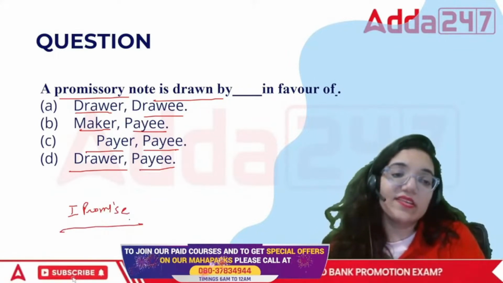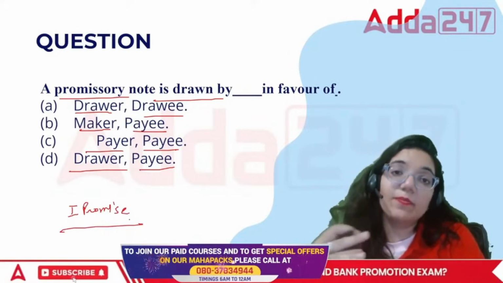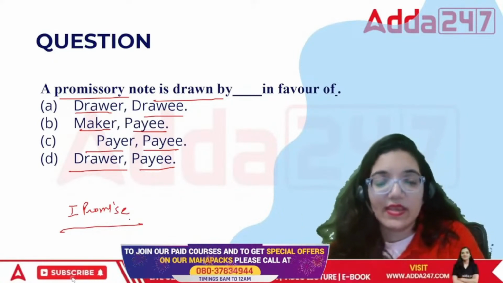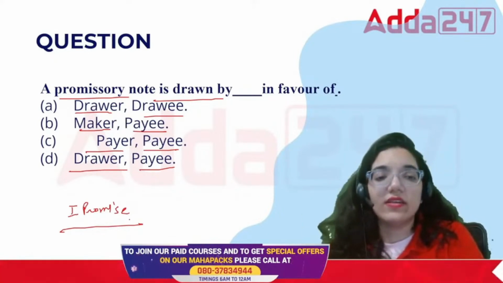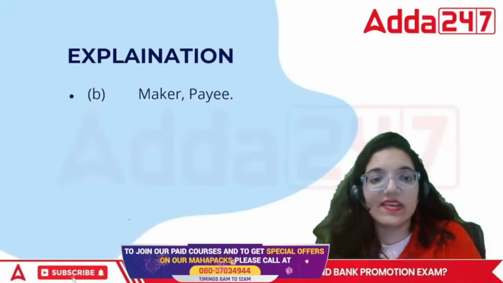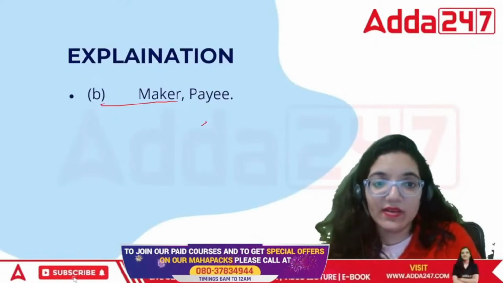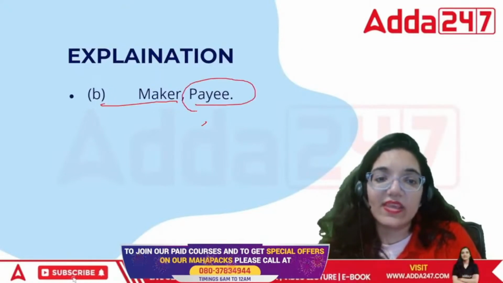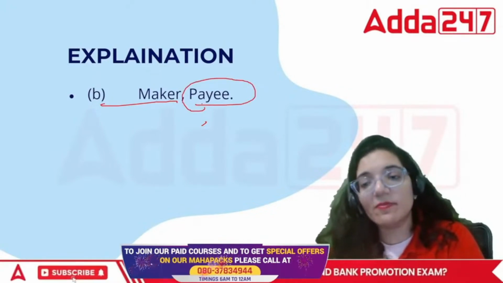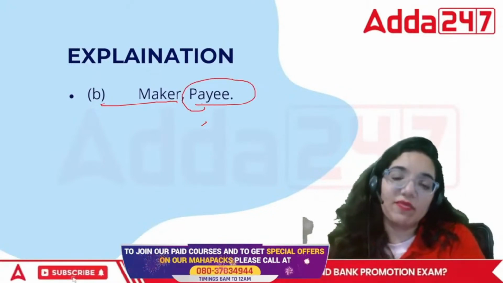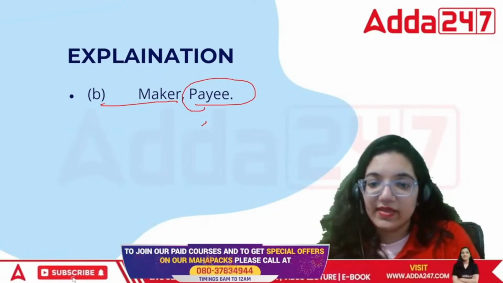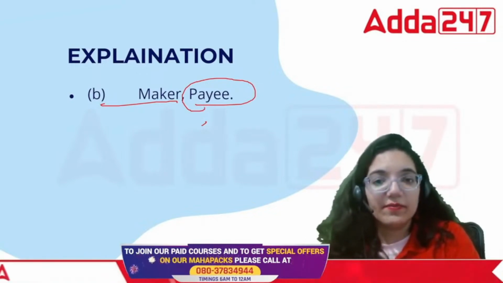Okay? So in this case I am promising. The person who has to pay is promising. It is issued in the name of the person to whom we will make the payment. So in this case I am the maker and I will make it in favor of the payee. That means I will pay you after a certain amount of time. Okay? So it is maker and payee.